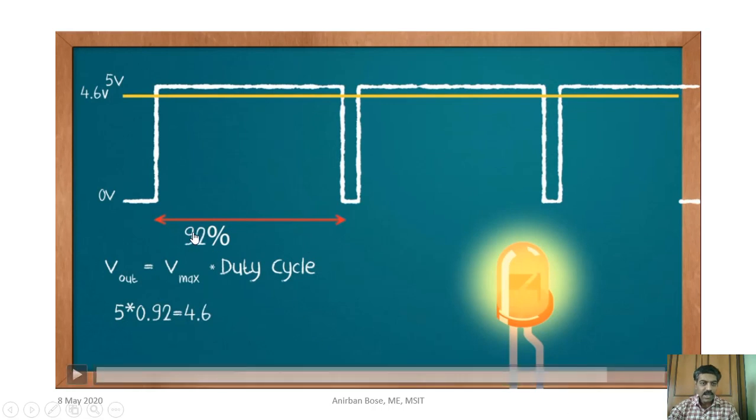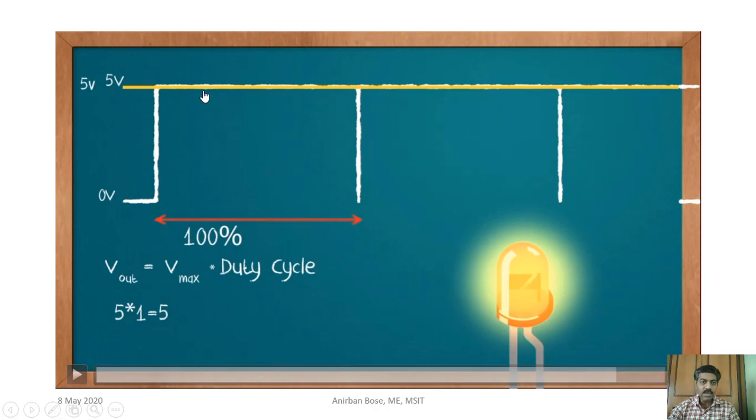So here, in case of a 92% duty cycle, you see the pulse width is very large. That means for 92% of the time it is giving 5 volt, and only 8% of the time it is giving 0 volt. Whereas for a 100% duty cycle, all the time it is giving 5 volt.